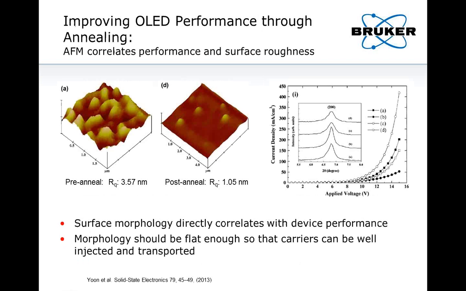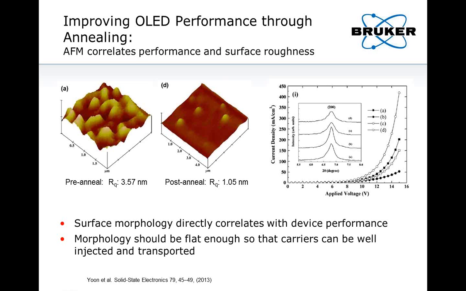Now, what do you do when your films, especially organic films, are too rough? Well, what's often employed is people anneal these films, so they basically heat treat them. And the example of such an experiment is depicted in slide number 9 here. So on the left side, we have the morphology of an OLED film before, and next to it post-anneal, and you can see the reduction in roughness by almost a factor of 4.